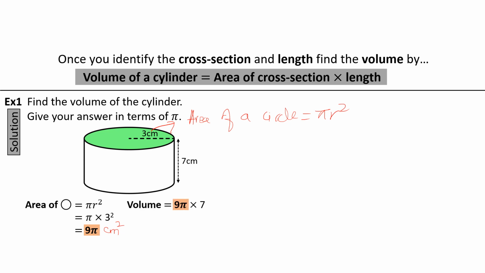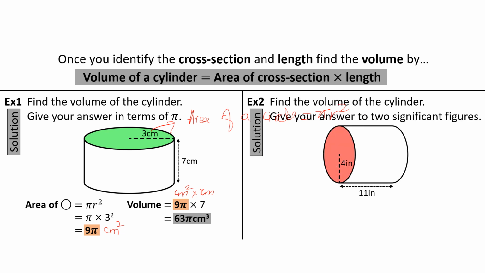Now we will plug it back in the formula. So volume is equal to 9 pi, which is area of the cross section, times the length, which is 7. You will get 63 pi. Again, the unit of area was centimeter square, the unit of the length was centimeter. Centimeter square times centimeter gave us centimeter cube.